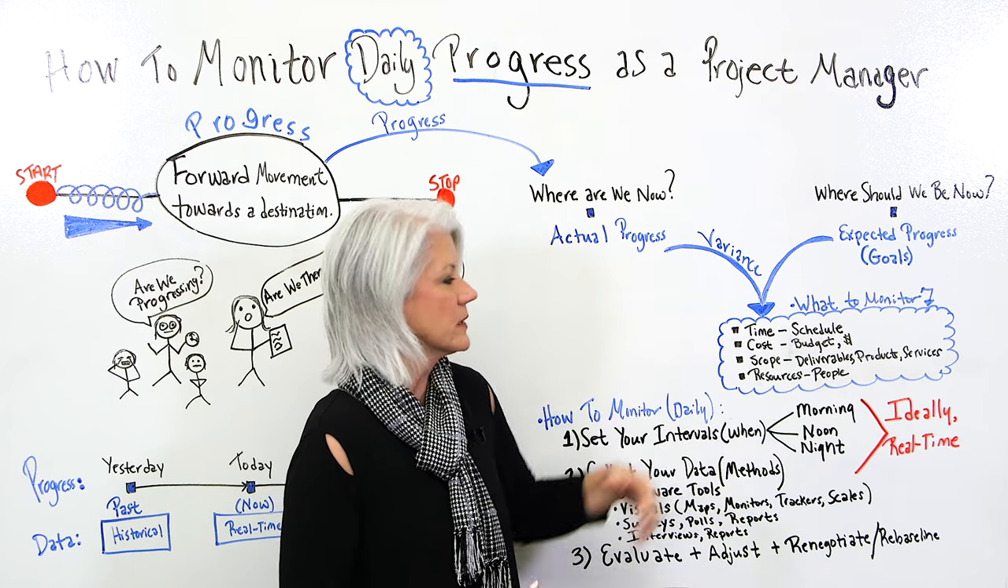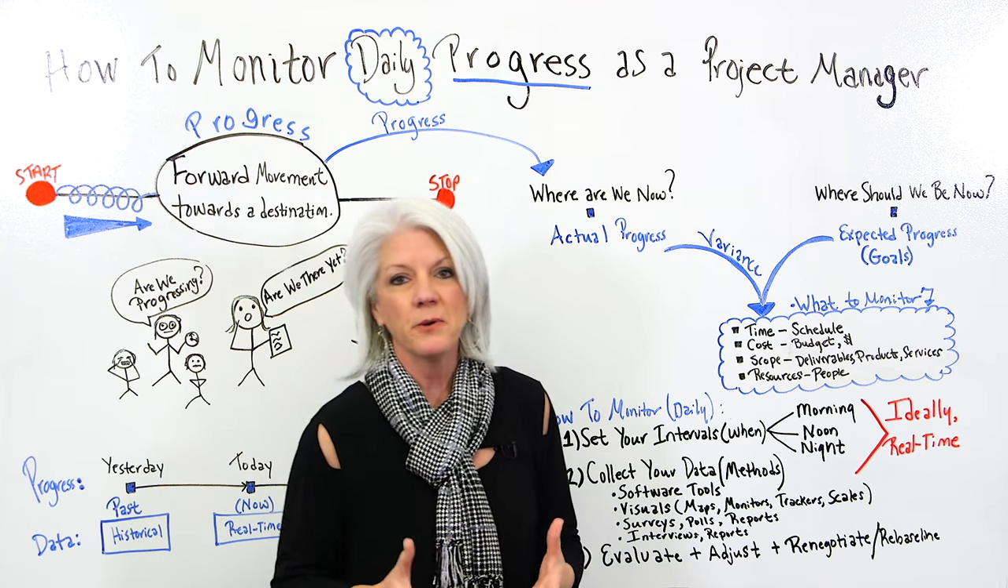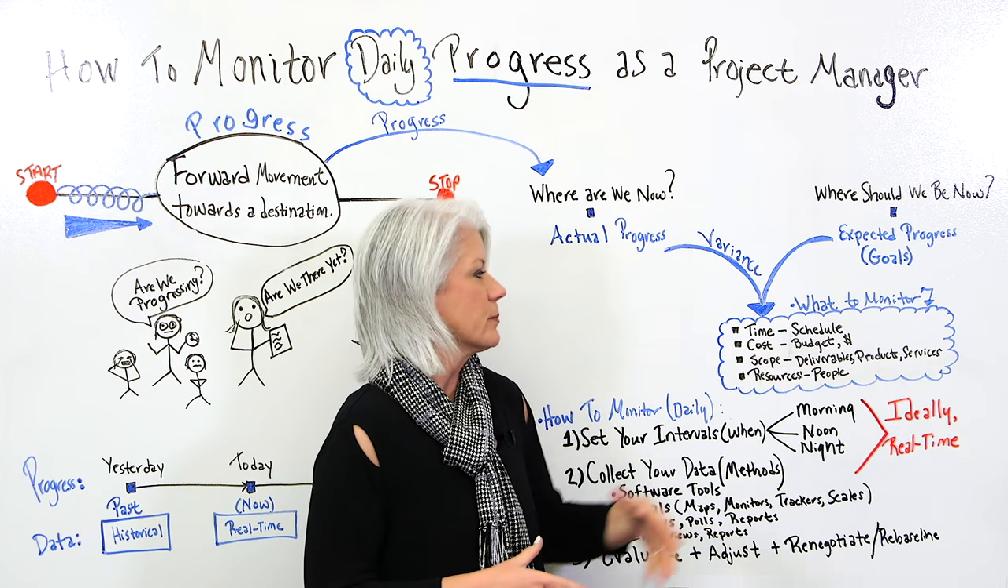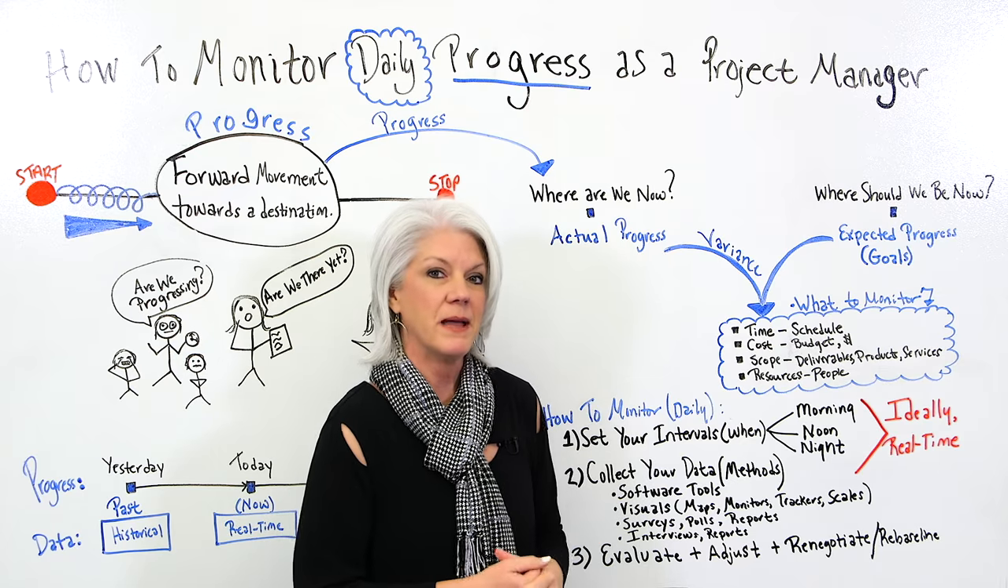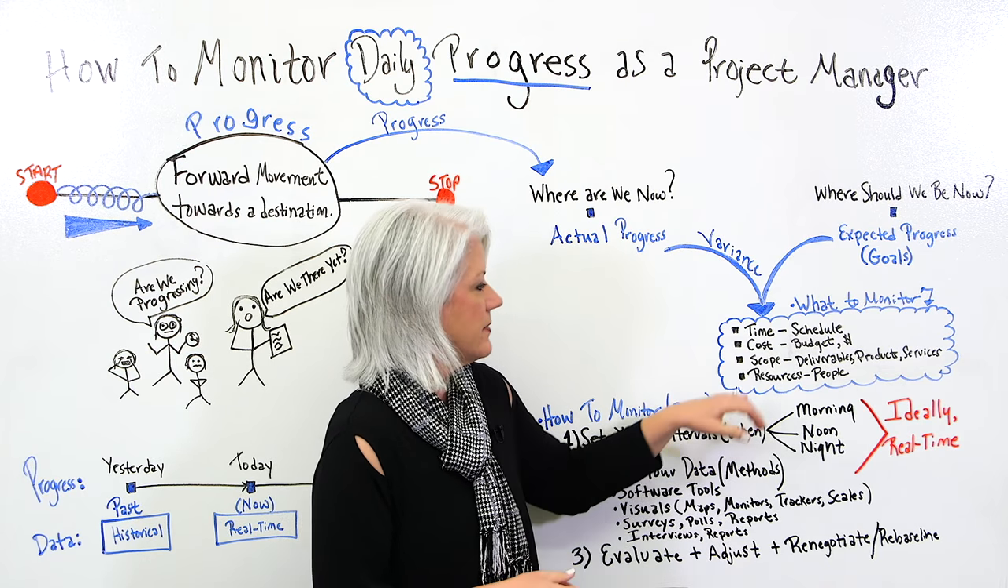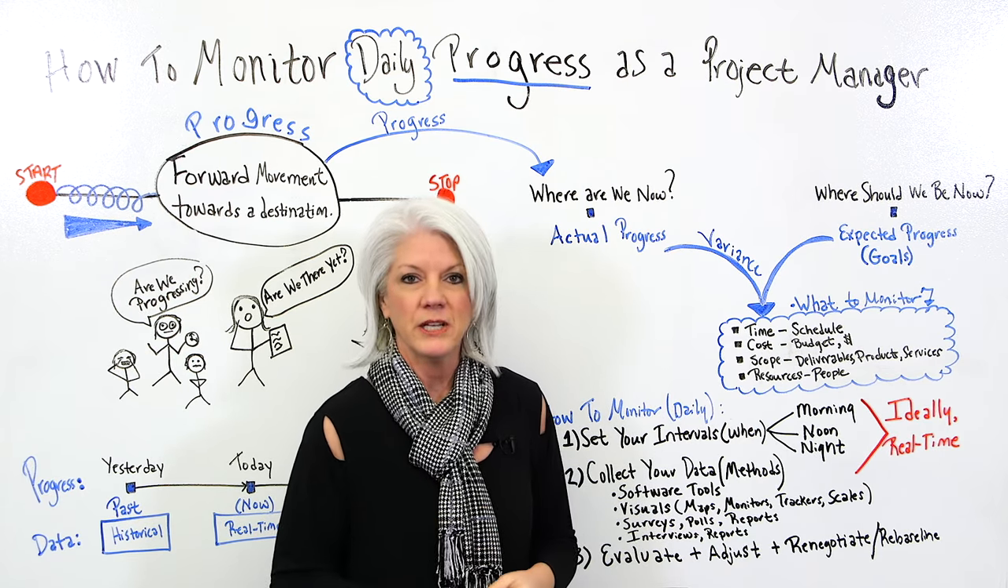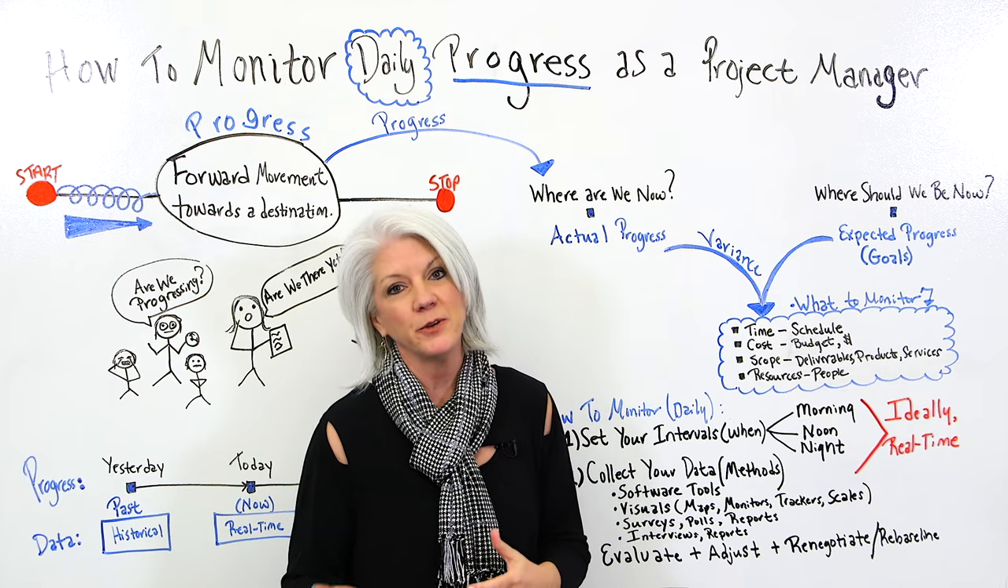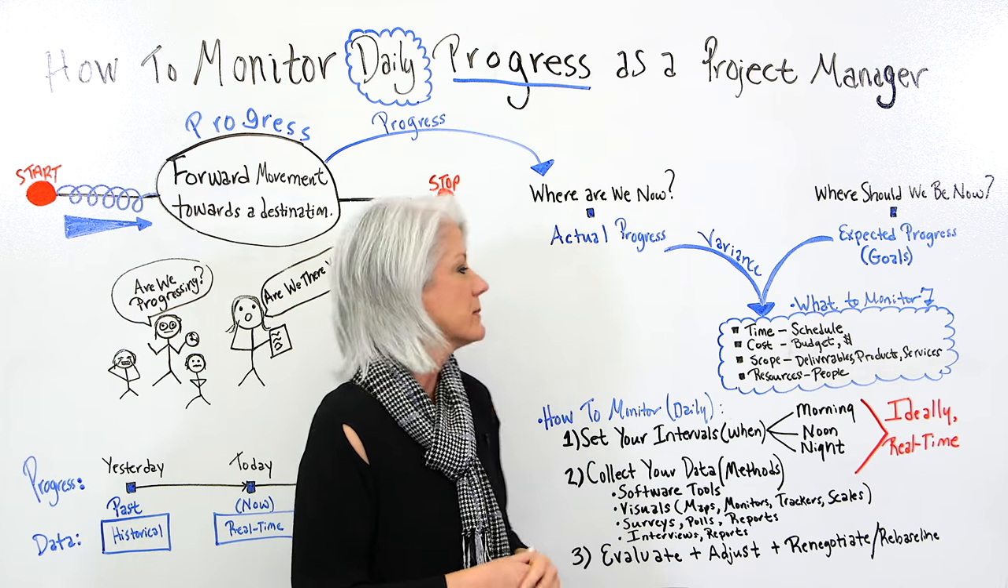We also want to look at scope, because scope begins to be the deliverables we're producing, the products, or maybe the services. And then we also want to look at people. Do we have enough people? Do we have too many people? How do we need to compensate?